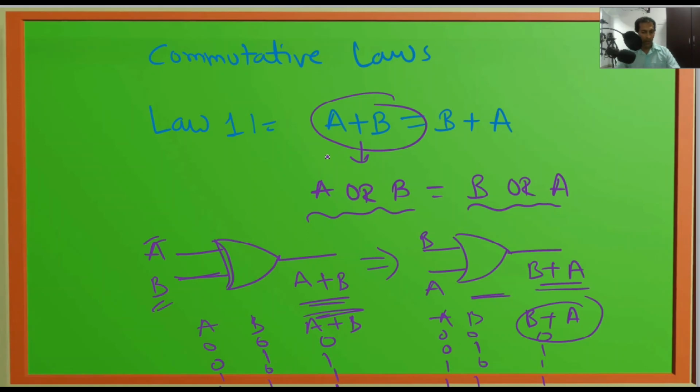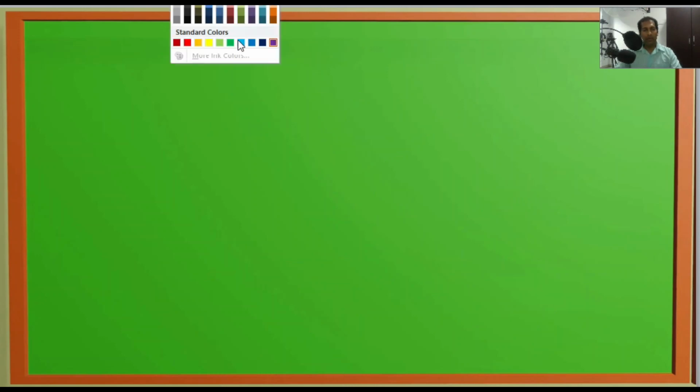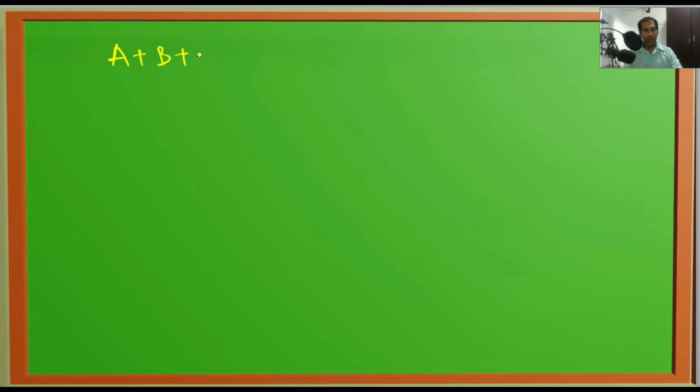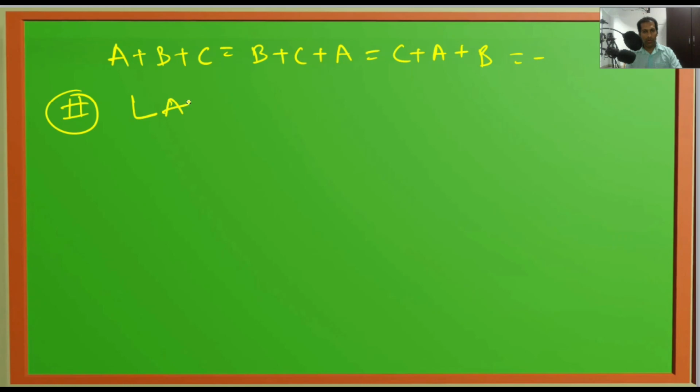Similarly, we can extend this law, for example to three inputs. How can we extend the commutative law for three inputs? We can say A plus B plus C will be equal to B plus C plus A, or C plus A plus B, or any other combination. It will be the same. Then there is the second law, law 2, related to the product, that is for the AND gate. It says A dot B is equal to B dot A.